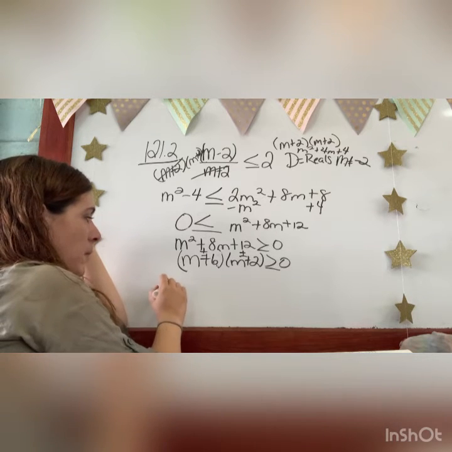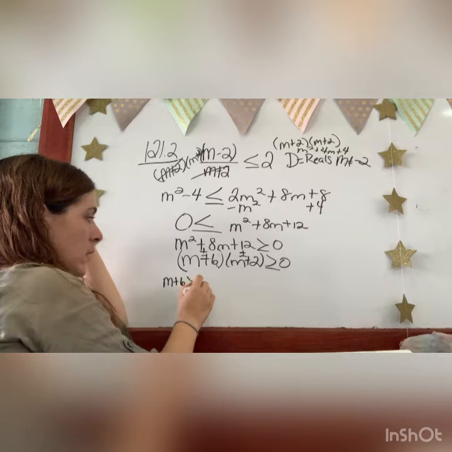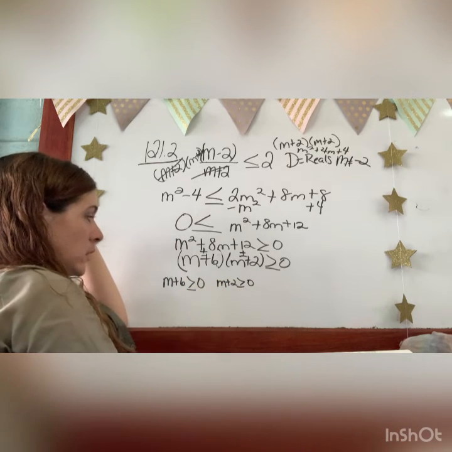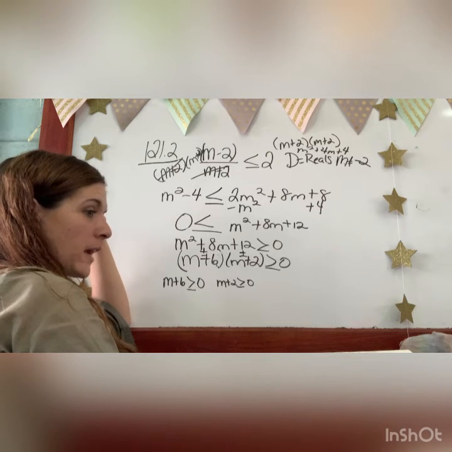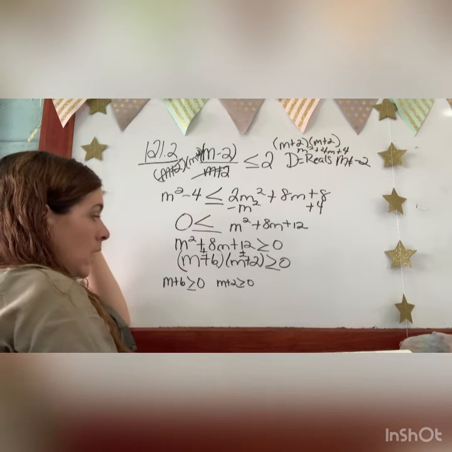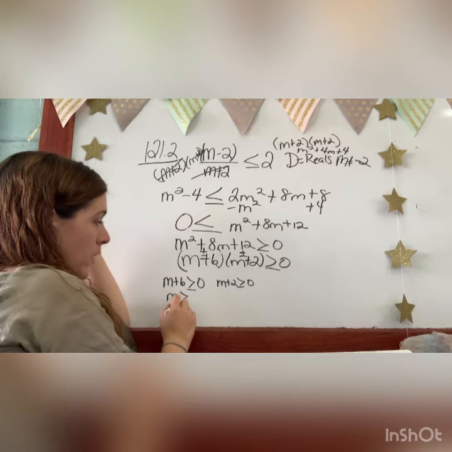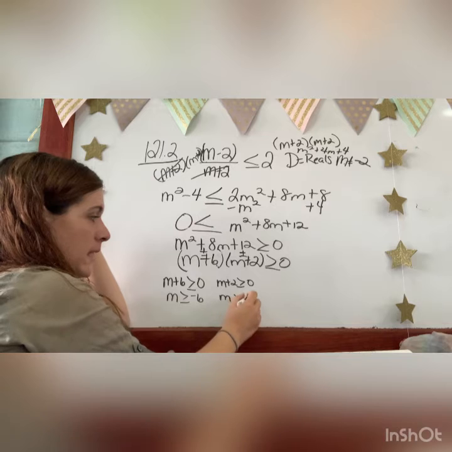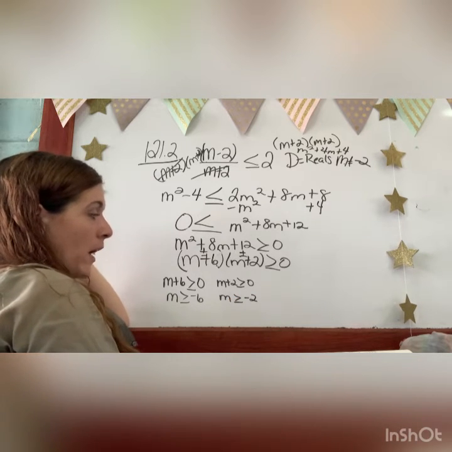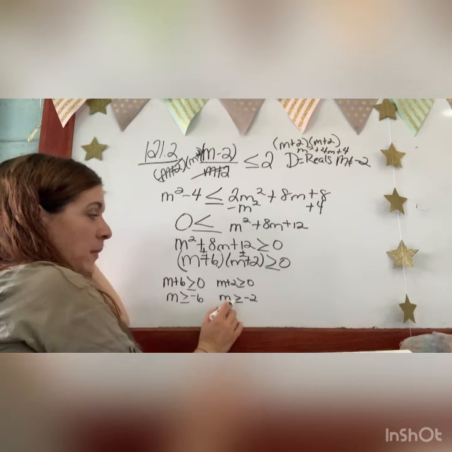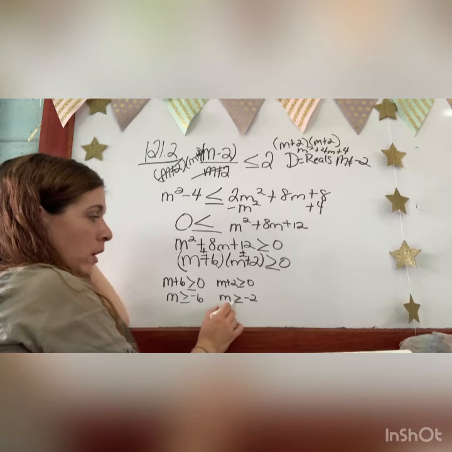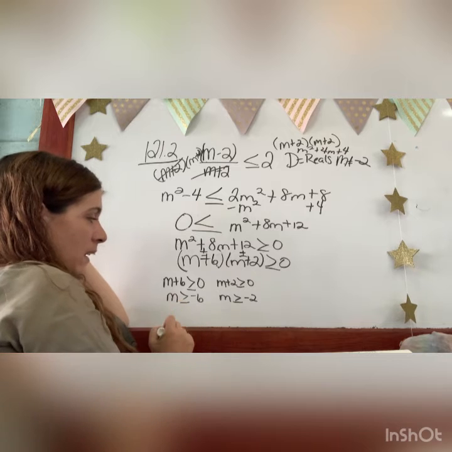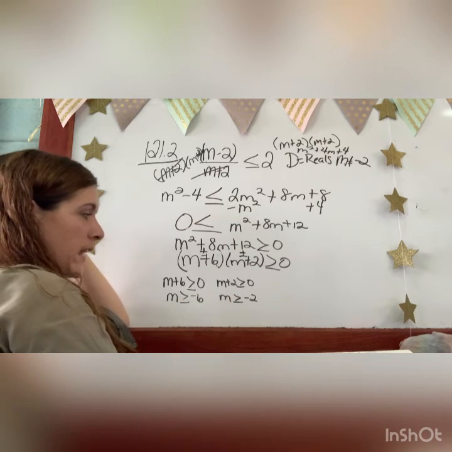So that means we have m plus 6 is greater than or equal to 0, or m plus 2 is greater than or equal to 0. For them to both be positive, right? So that's going to be m is greater than or equal to negative 6, and m is greater than or equal to negative 2. Okay, well watch this. If something is greater than negative 2, then something has to be greater than negative 6. Everything that's greater than negative 6 is also going to be greater than negative 2.